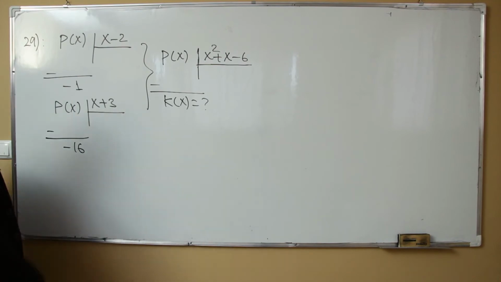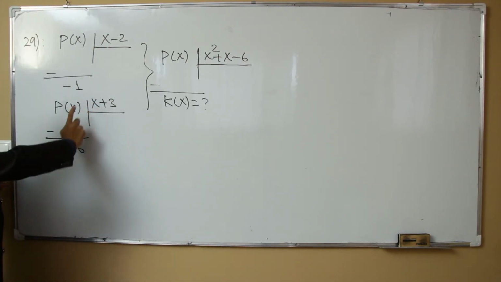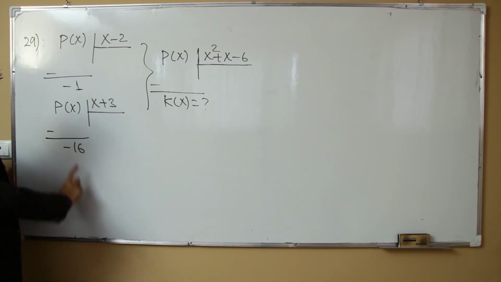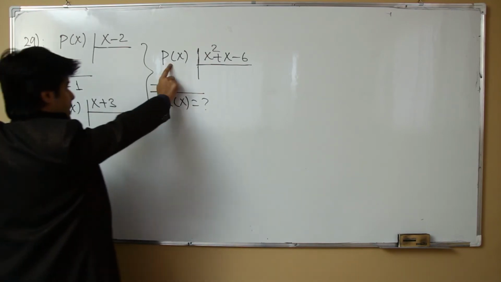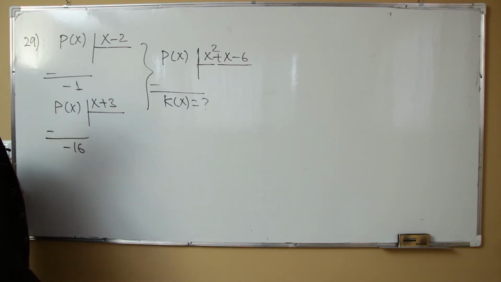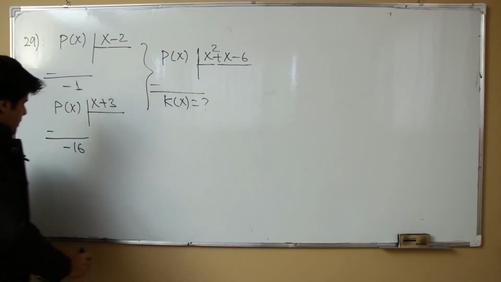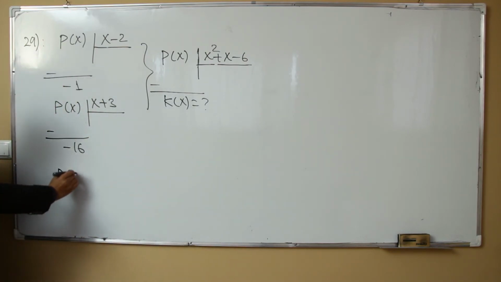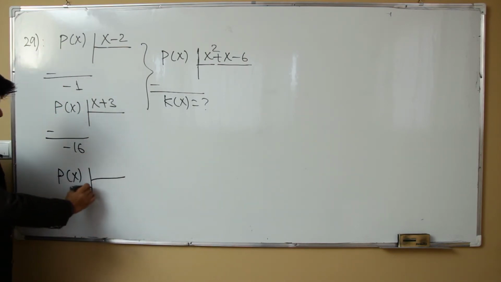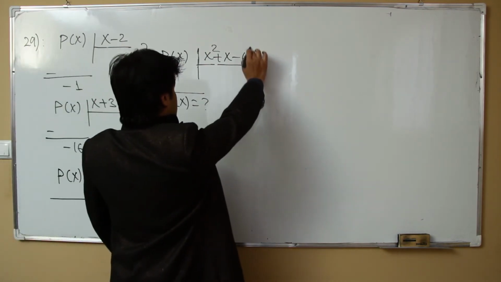P(x) is given. P(x) is divided by x minus 2, the remainder is minus 1. P(x) is divided by x plus 3, the remainder is minus 16. If P(x) is divided by this one, what is the remainder? First, you have to know what this one means. I mean, P(x) is divided by what? Divided by, you have to get the factors.